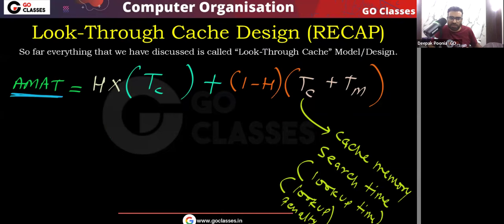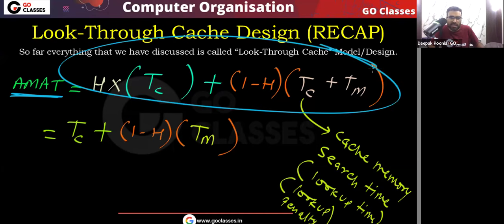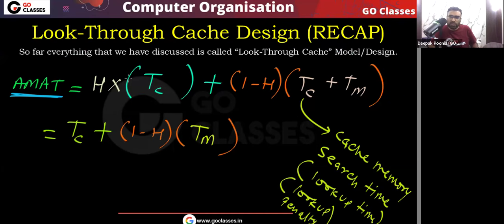So you can see the average memory access time formula for look through cache design, that will be this. And if you simplify this, what we are going to get after simplification is that for every memory request, whether the data is available in the cache or not, we will always spend this much time. We will always access the cache memory, right? And when there is a miss in the cache memory, the extra time we are spending is the main memory access time. So if you simplify this entire formula, you will get this simplified formula. So I can say for the look through cache design, this is the average memory access time formula. This is also an average memory access time formula.